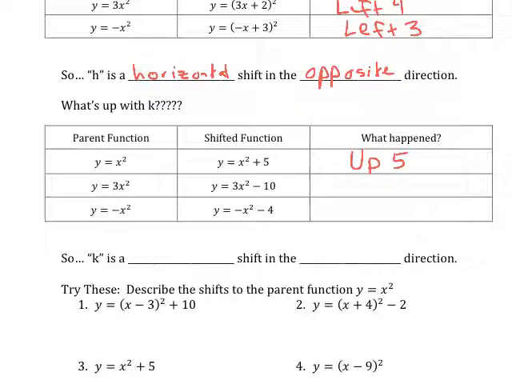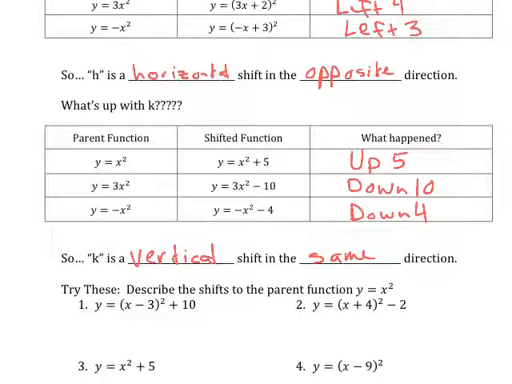Okay, the minus 3, or excuse me, the minus 10 on the second line would make me go down 10. And then the minus 4 on the last row would make me go down 4. Okay? So K is a vertical shift in the same direction you would think.